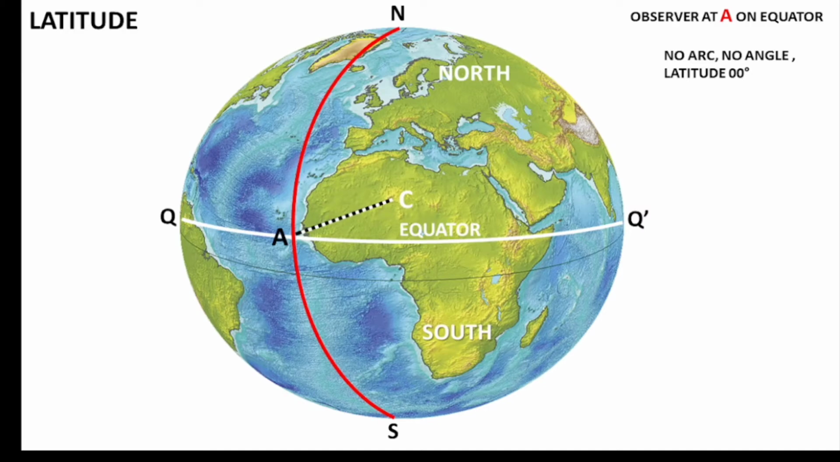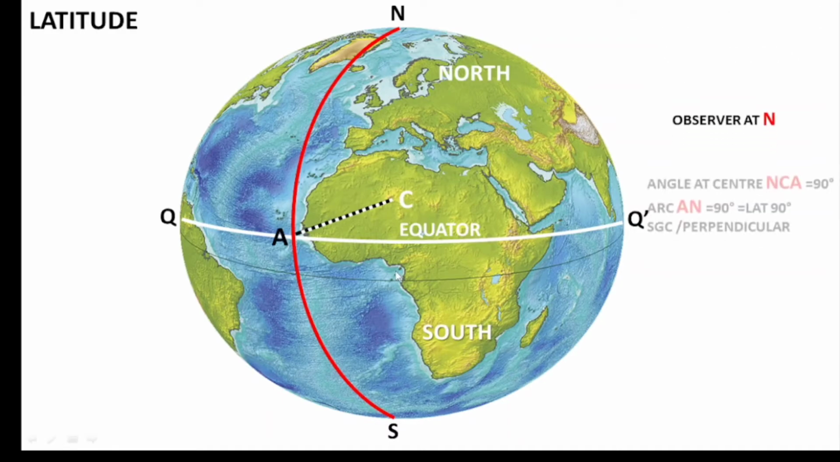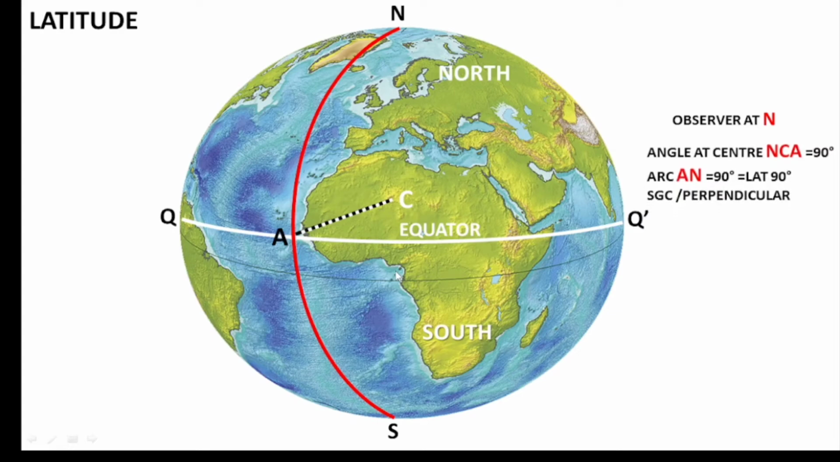Now, this is again out of my hat, nowhere there in your books. I just said we defined it as angle at the center or arc of the meridian. If somebody is at A, that is at the equator, there is no angle, no arc being formed. So latitude is 0. No arc, no nothing, 0.